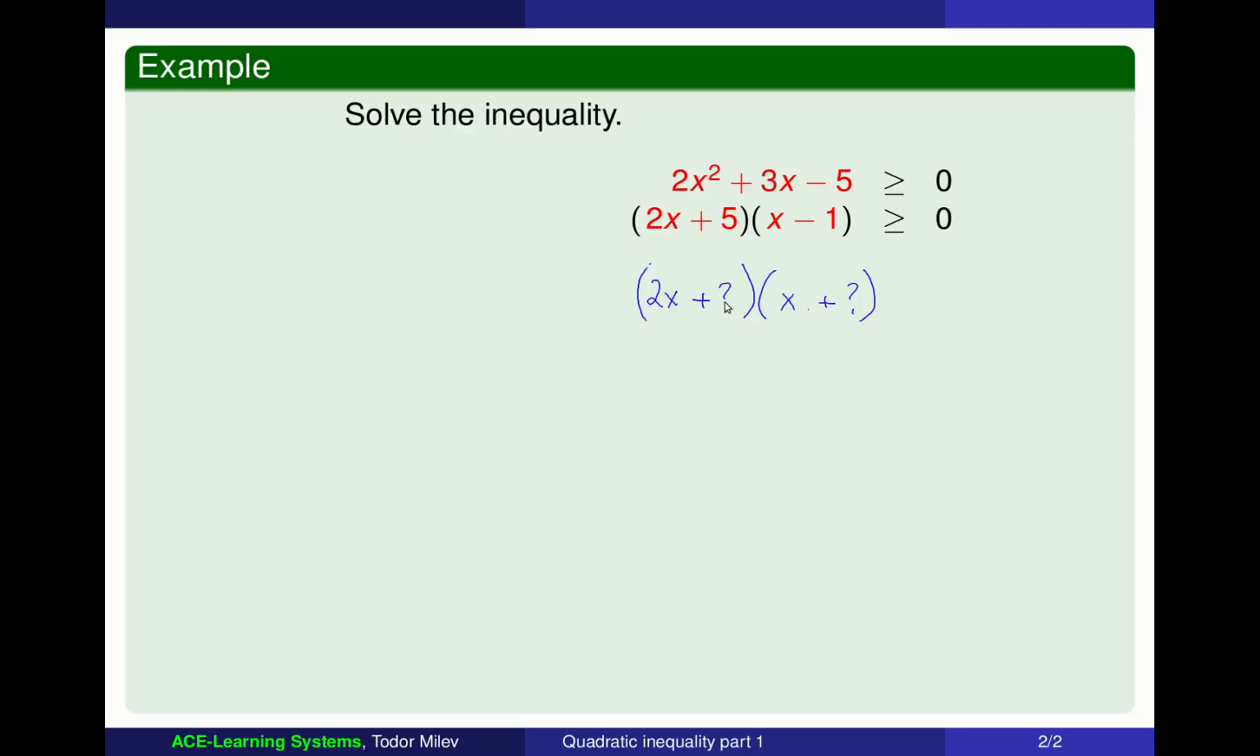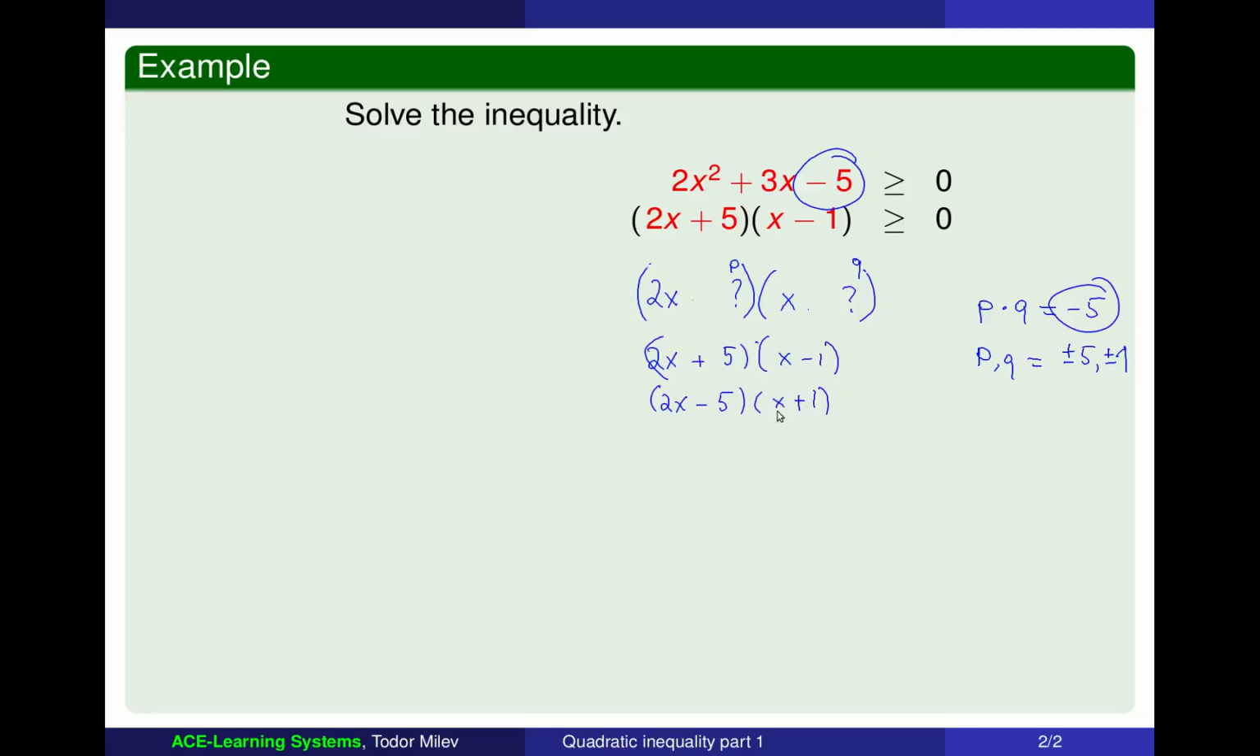Now, what happens with the other two question marks? If we have here something which is p and here something which is q, we know that p times q must be equal to minus 5, because when we distribute the parentheses, we get the term minus 5. That means that p and q must be plus or minus 5 or plus or minus 1. There are only 4 options. So we can have 2x plus 5 times x minus 1, or we can have 2x minus 5 times x plus 1.